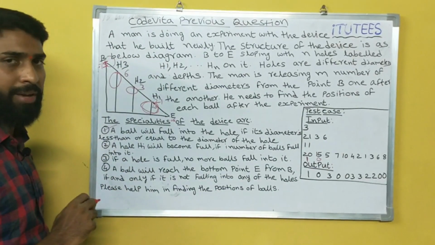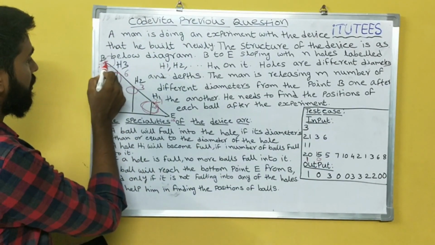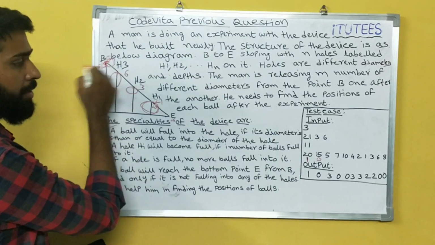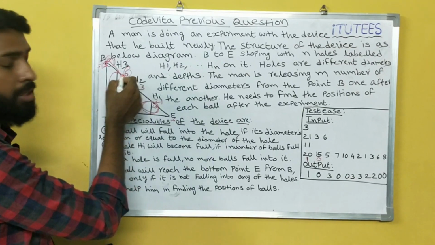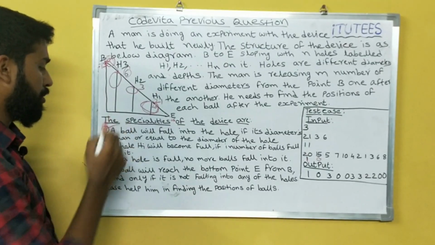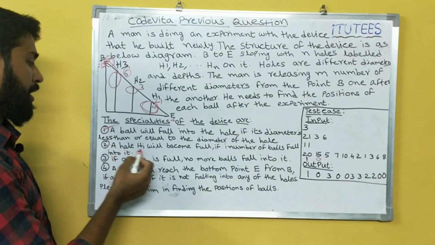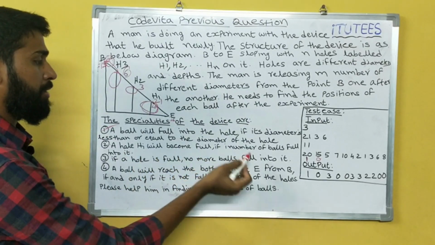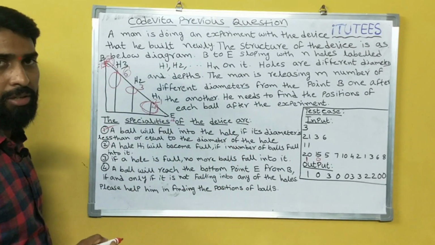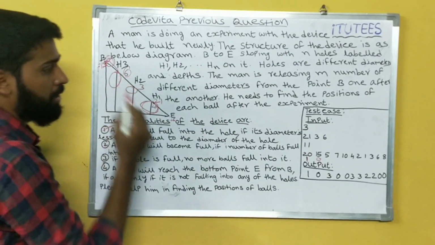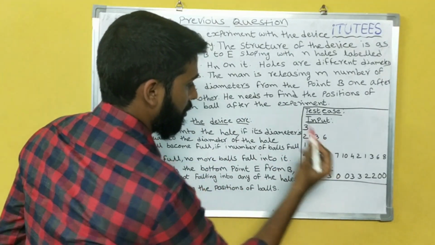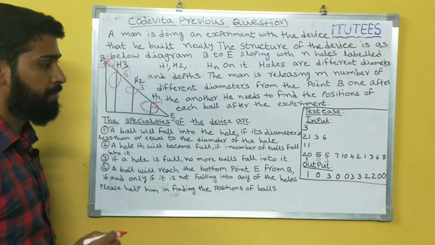Next 5. This is the diameter 5. Now it is falling like this. Here 5 less than 6, true, and the hole Hi will become full if i number of balls fall into it. That means already there are no balls, so it falls into it.